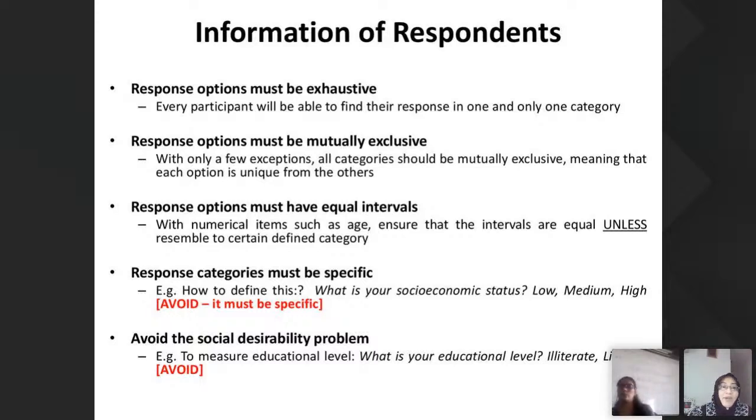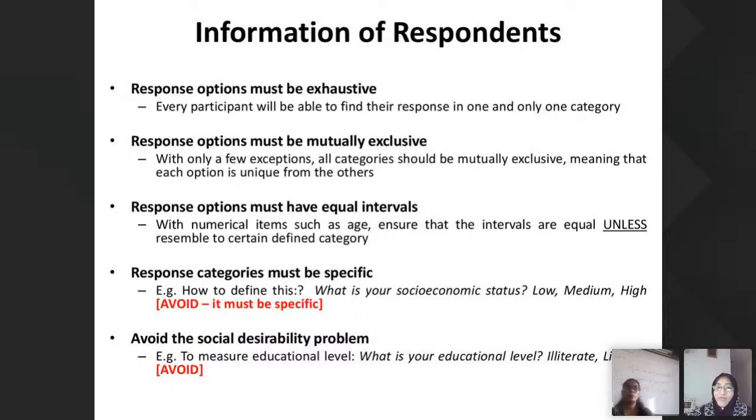This is what it meant. Response options must have equal intervals as much as possible, unless they resemble certain defined categories. What does it mean here? Let me use age as an example. If we would like to see a certain defined range, let's say our questionnaire's targeted population is adults 18 years old and above. We would come up with a range, for example, 18 to 28, 29 to 38, so it is every 10 years each.